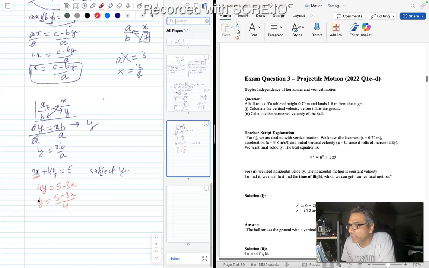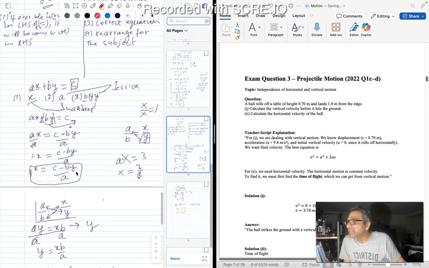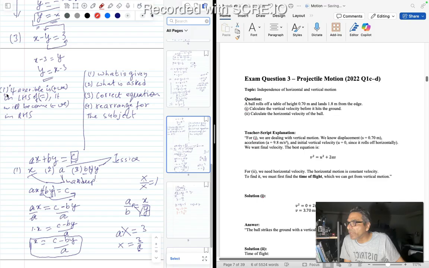So to sum up again, as I have written down one rule over here: if a variable is positive in the LHS of the equals sign, it will become negative in the RHS, and vice versa.